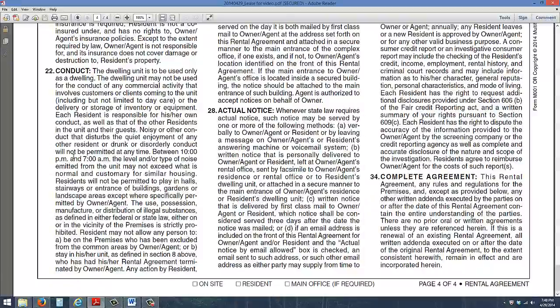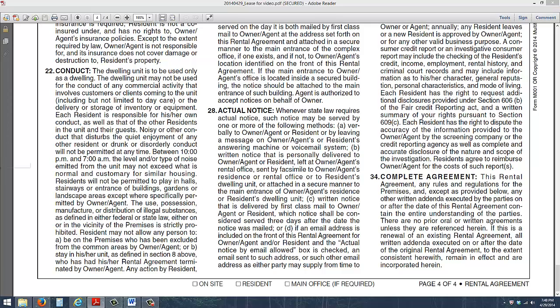Section 22 has to do with conduct while at the property. This section covers a variety of things, one of them being you cannot have any commercial activity at the property. You're responsible for yourself and guests' conduct. It also discusses quiet hours between 10 p.m. and 7 a.m. where noise should not be able to be heard from neighbors or neighboring units. Residents are also not allowed to play in the hallways, stairways, entrances, except where permitted.